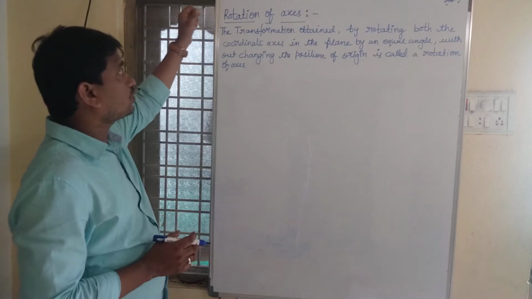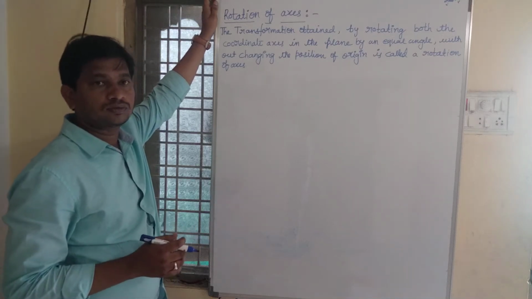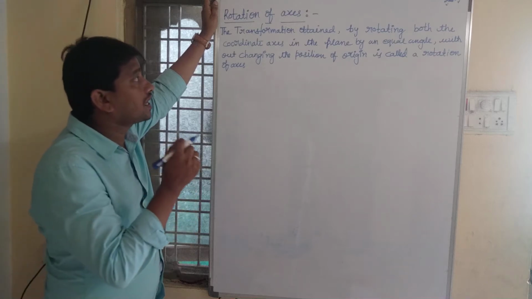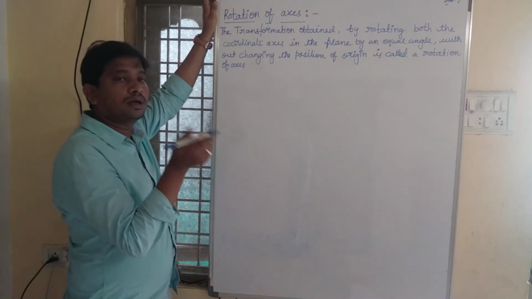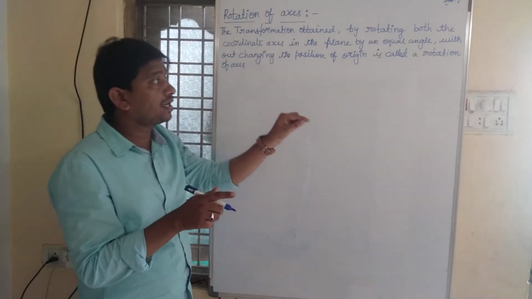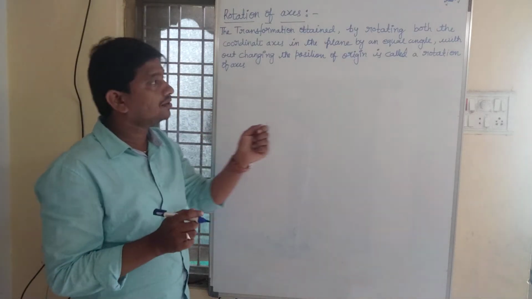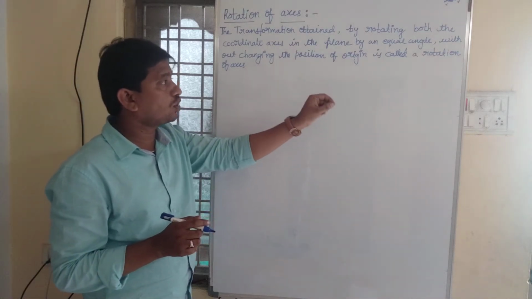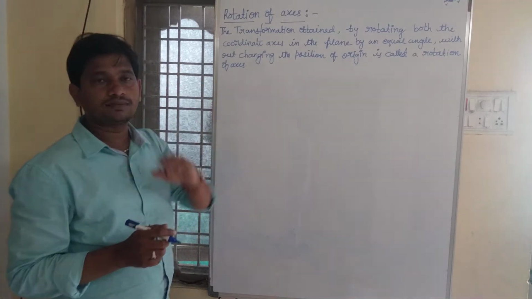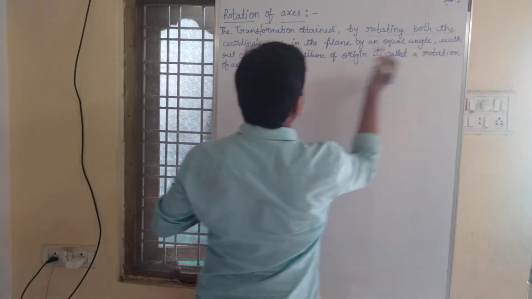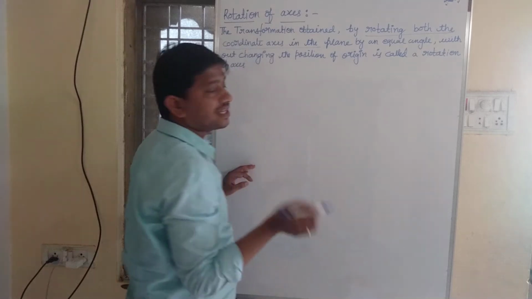Our topic is rotation of axis. What do you mean by rotation of axis? The transformation obtained by rotating both the coordinate axes in the plane by an equal angle without changing the position of origin is called a rotation of axis.